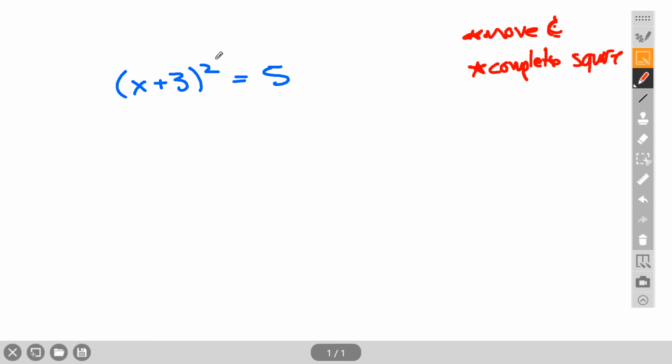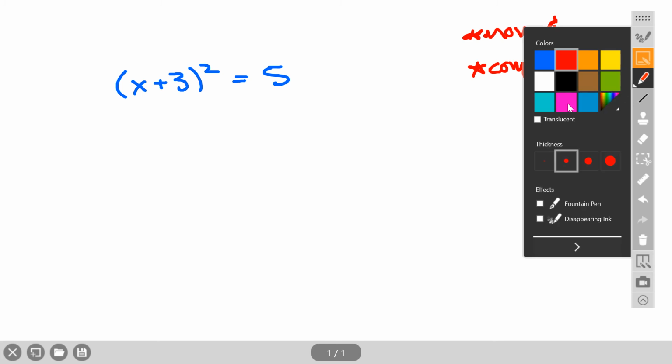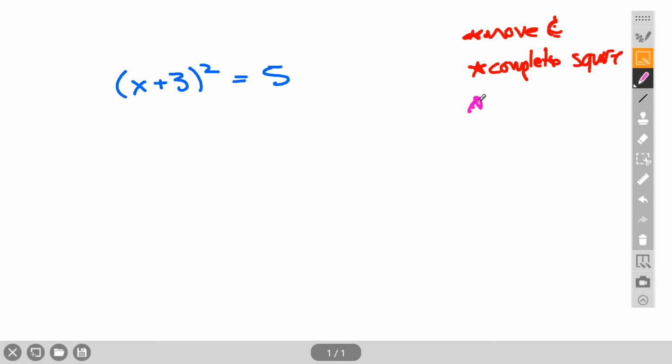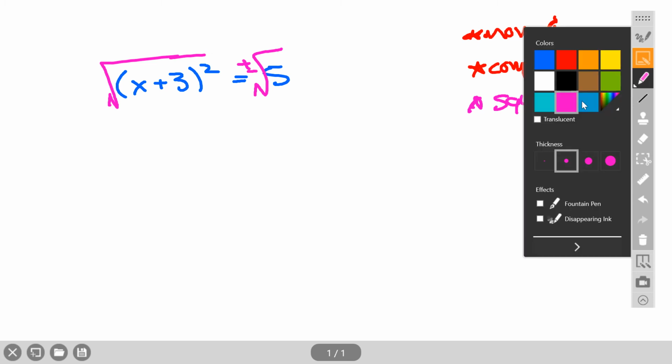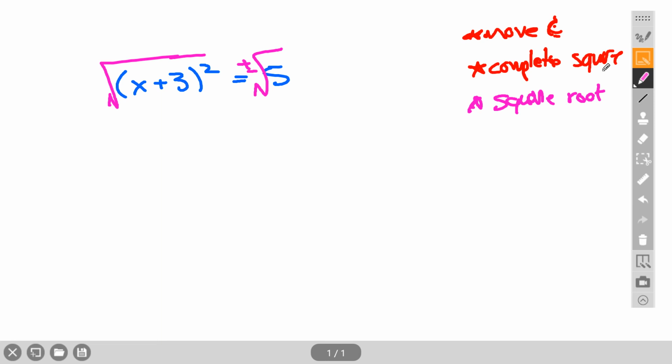There's actually a square here. I'm now going to start solving this by square rooting both sides. So I'm going to square root this side and square root this side. Don't forget the plus or minus. This is actually solving by square root method. The reason I want to do this is because this square and this square root will cancel each other out, and I'll be left with x plus 3 on the left side. On the right side, I just have plus or minus the square root of 5.